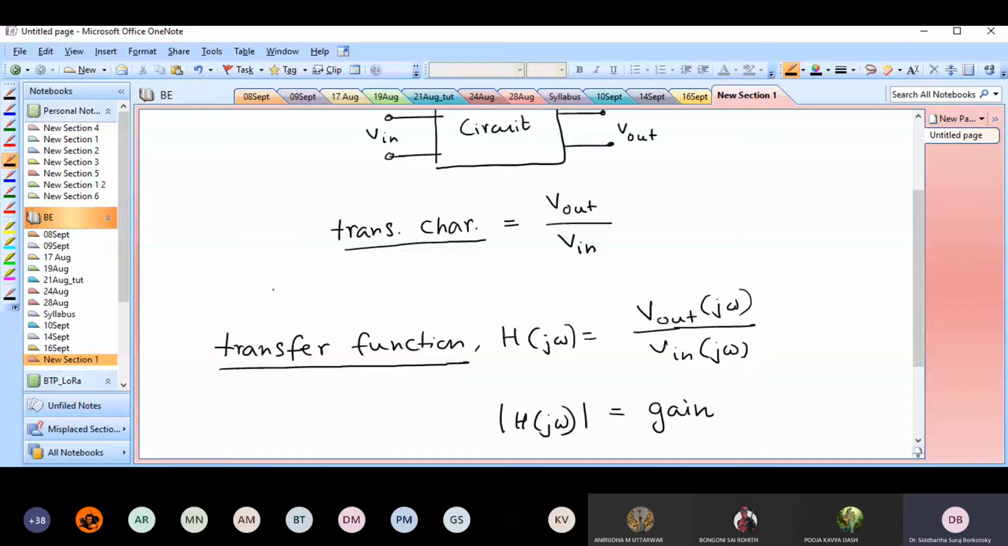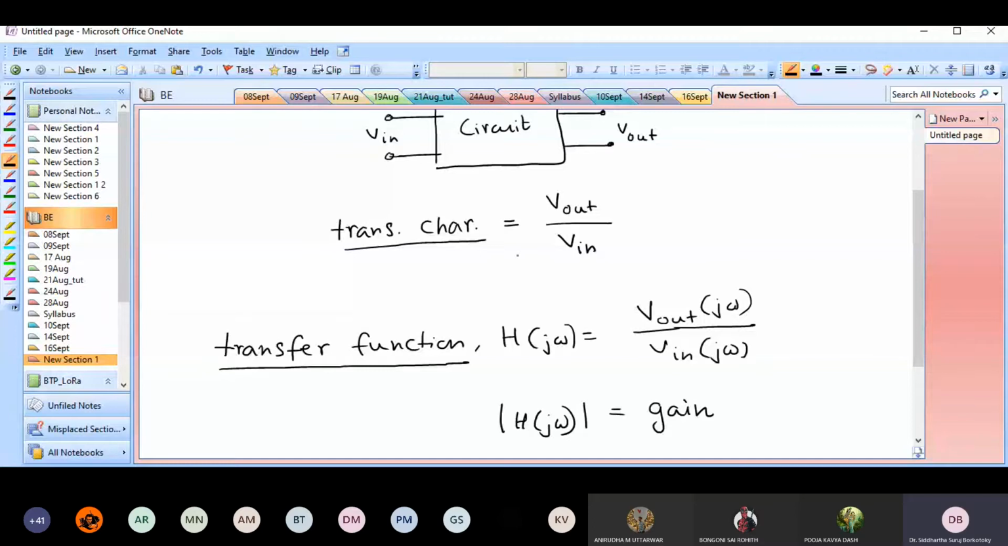The transfer characteristic is more common in electronics circuit analysis. You'll come across the term a lot. So when we are dealing with different circuits with BJTs, MOSFETs, oftentimes we ask, what is the transfer characteristic? So transfer characteristic is V out by V in, and there we are not talking about any Fourier transform, we are not talking about any j omega term. These are just normal voltage values, but essentially these two are trying to do the same thing. They're just trying to relate the output to the input.